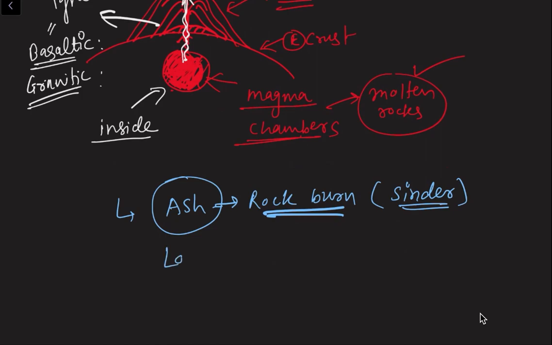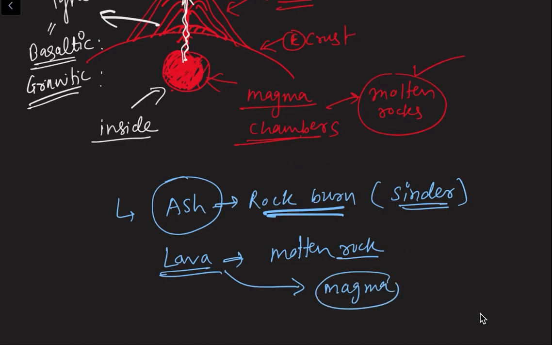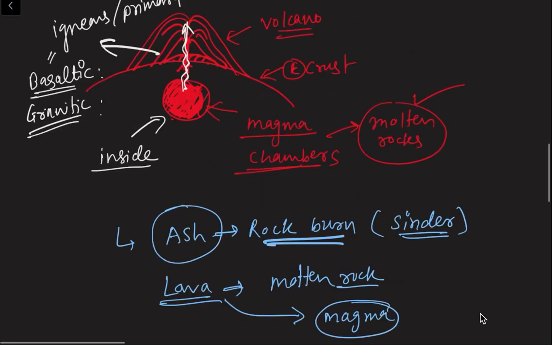And then lava. Lava is nothing but molten rock. When it comes out, it is called lava, but when it is inside of the earth's crust, it is called magma. Magma is when it is inside of the earth's crust. When it comes out, we call it lava.